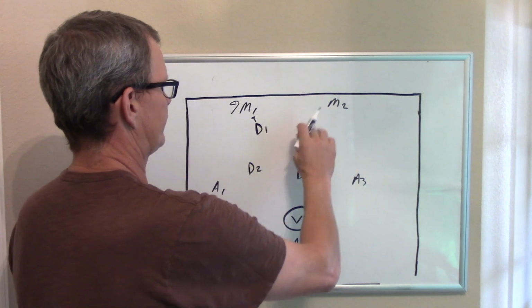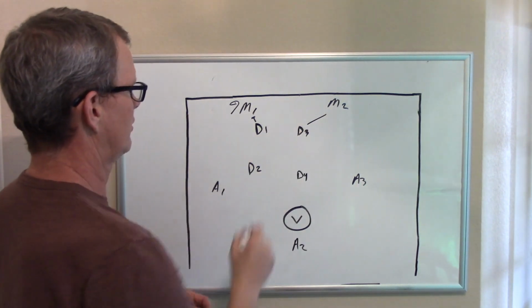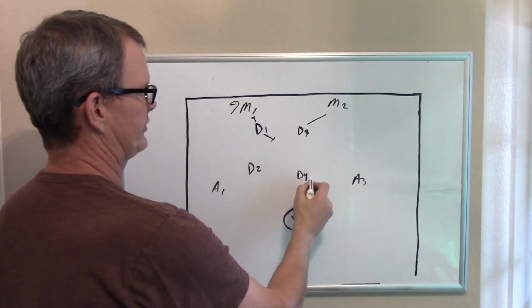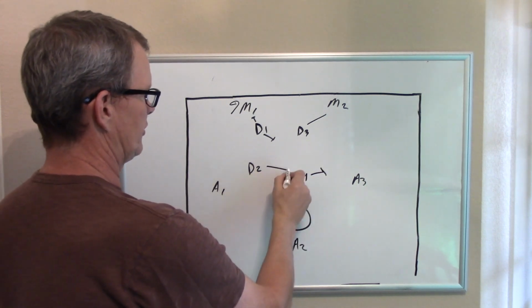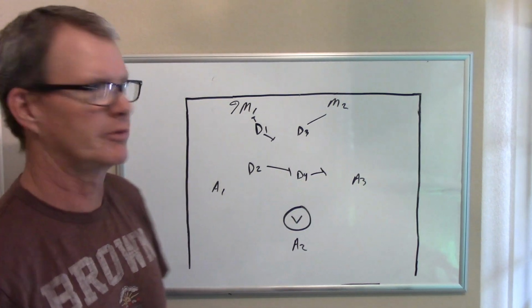When the ball moves, I've got ball. I've got left. D4's got right. D2, I'm splitting two.